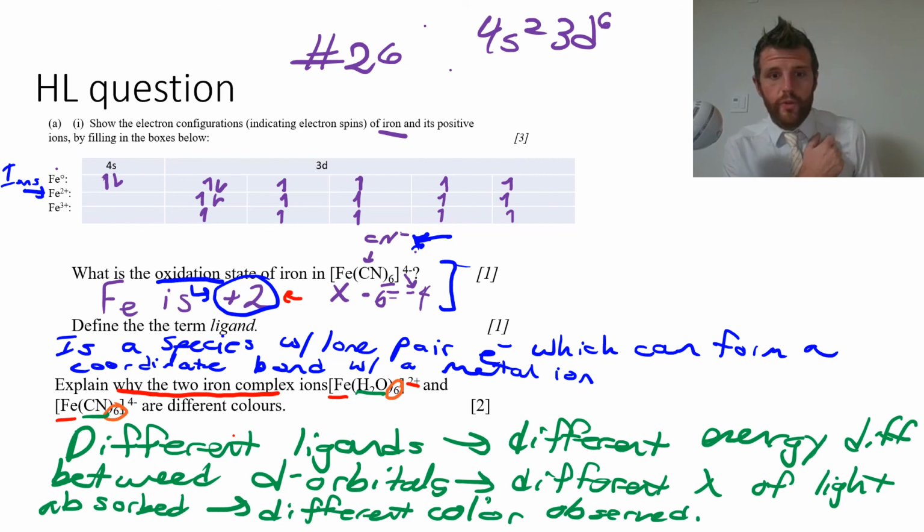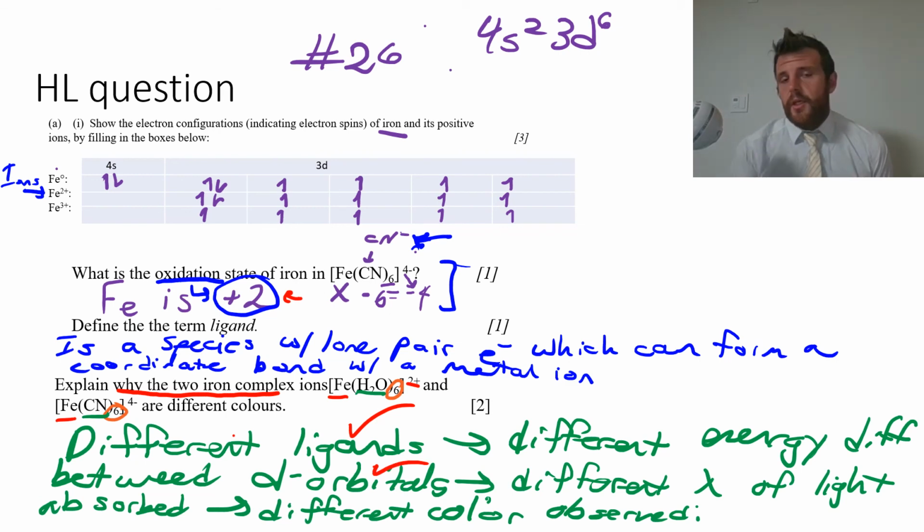Once again, I'm not sure which one of these 3 marks they're looking for. They might just be looking for the fact that they have different ligands, therefore there's a different energy difference between the d orbitals. But why try to take shortcuts? Play it safe, tell them all they need to know and why they need to know it. Great. Good job, everybody. Good luck.